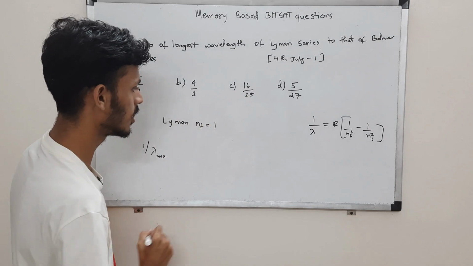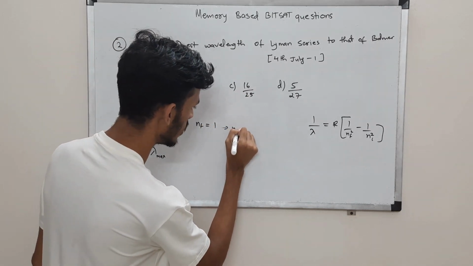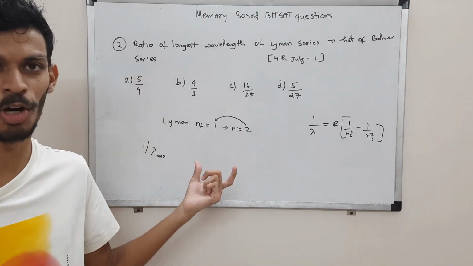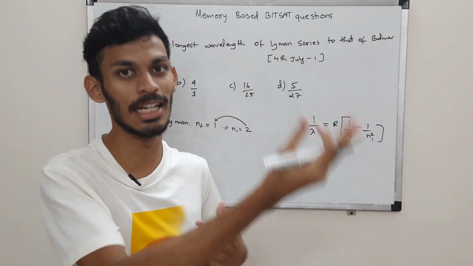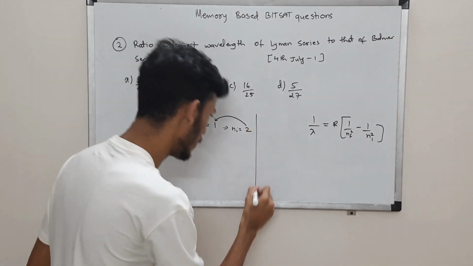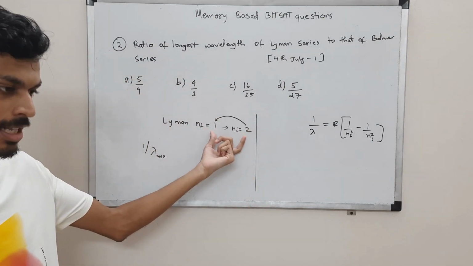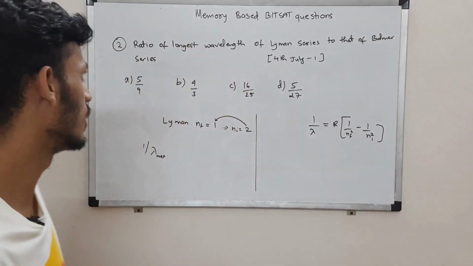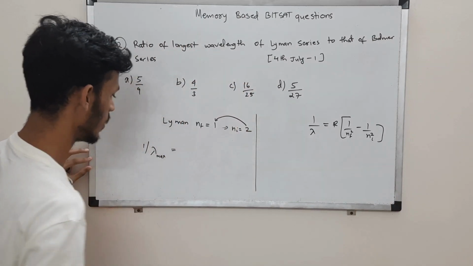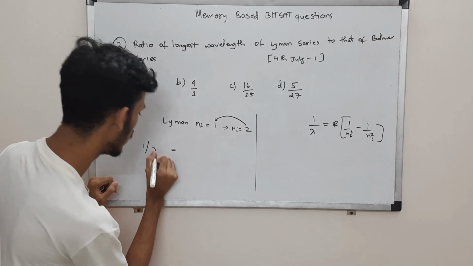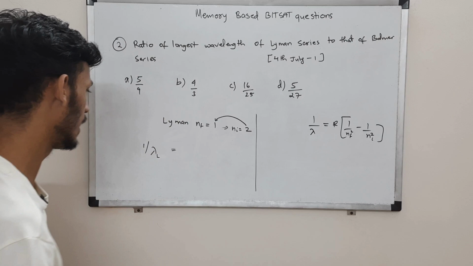So the shortest transition will be from n initial is equal to 2 to n final is equal to 1. This is the shortest one, right? 3 to 1 will be the next one. So this is the shortest one, 2 to 1. So for Lyman series, this is the shortest transition, and it will correspond to the longest wavelength, the one that we are supposed to deal with over here. So 1 upon lambda max. This lambda is the longest wavelength for Lyman series, so I'll write L.